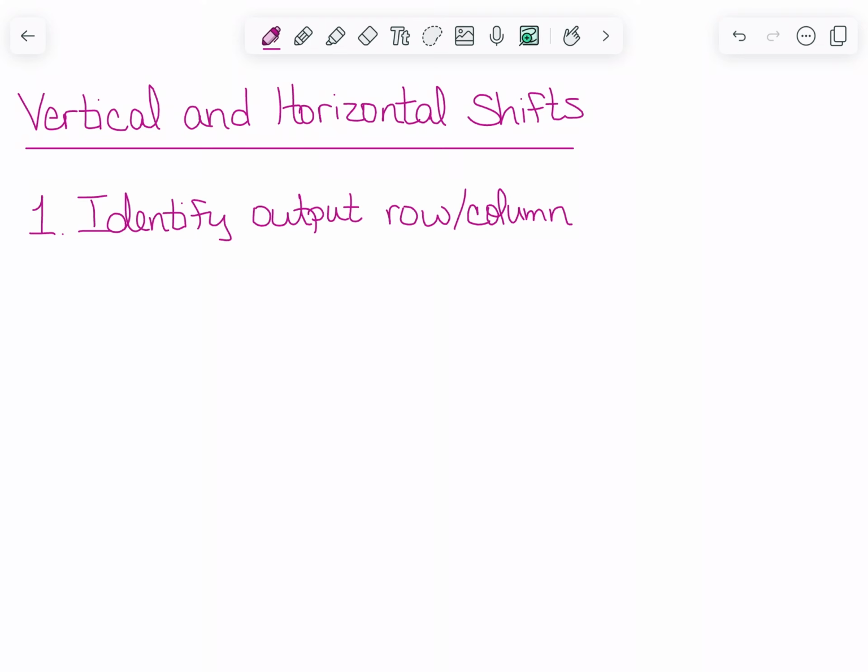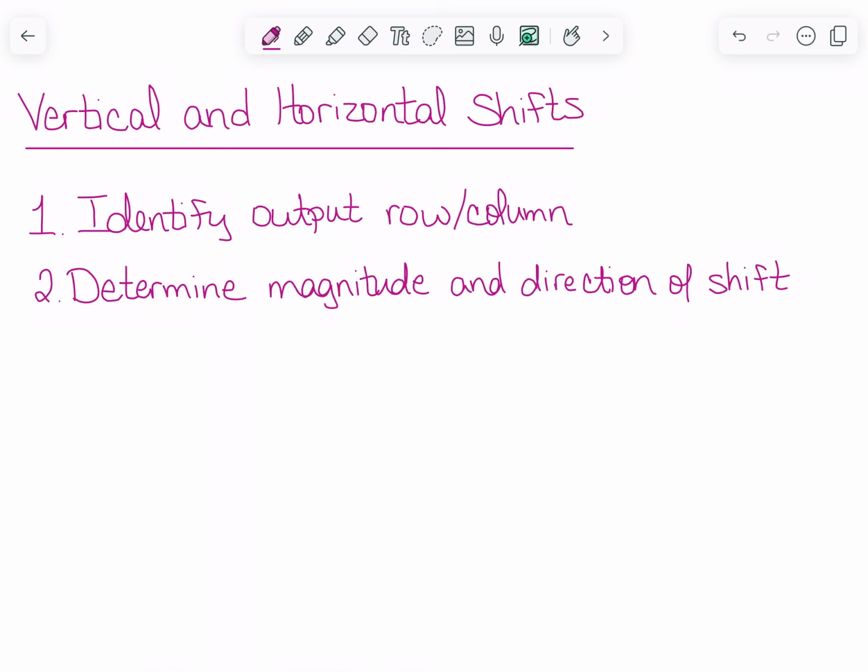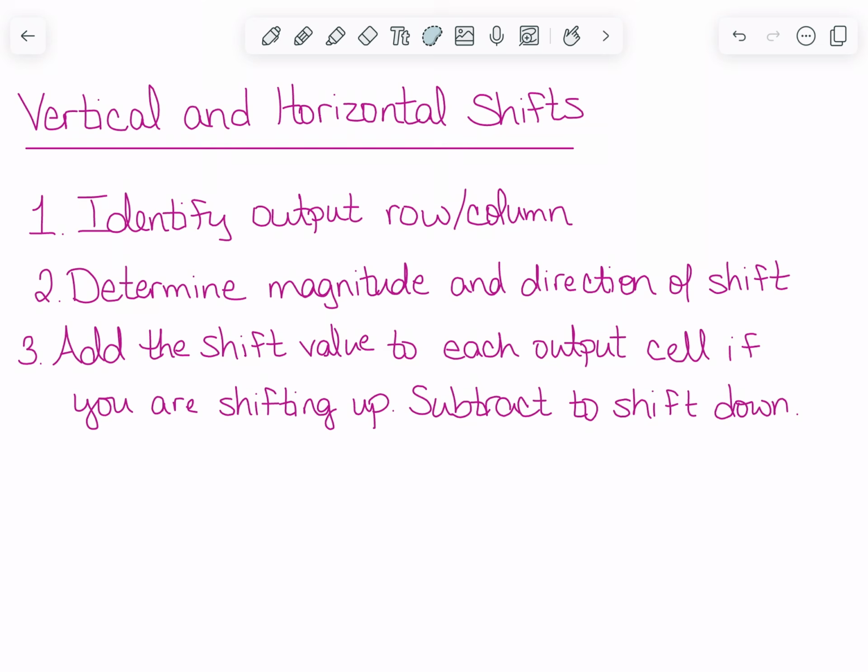The first step would be to figure out which row or column of our table is an output row or column. Next, we need to determine both the magnitude and the direction of the shift. Are we shifting up or are we shifting down, and by how much? From there, we'll add the shift value to each of our output cells if we're shifting up. If we're shifting down, we need to subtract the shift value from each of the output cells.